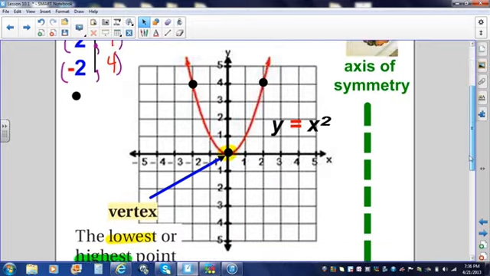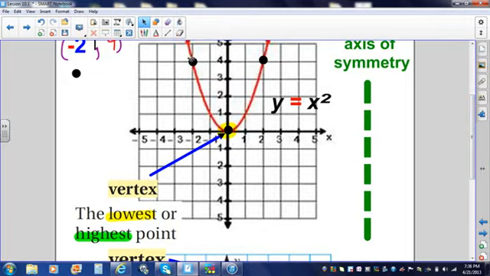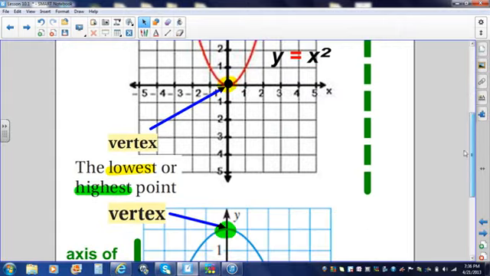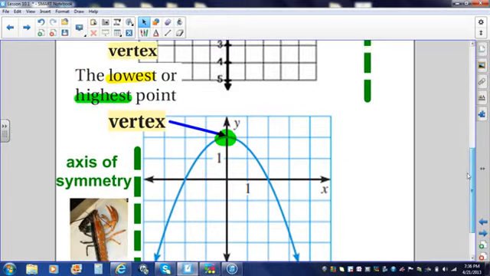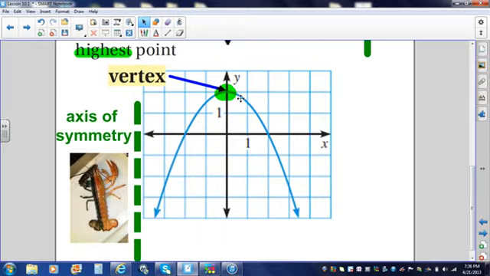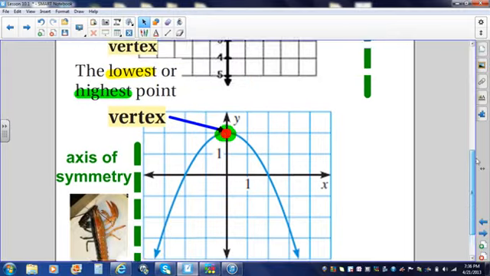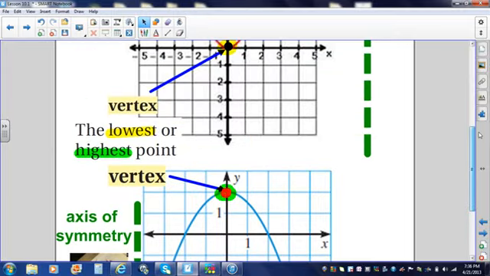Now let's talk about the vertex. In this parabola right here, this point here, 0, 0, would be the vertex. Keep in mind, the vertex is the lowest or the highest point. So if we did an upside down parabola, this point right here would be our vertex. It is the highest point. So once again, vertex is the lowest or the highest point.